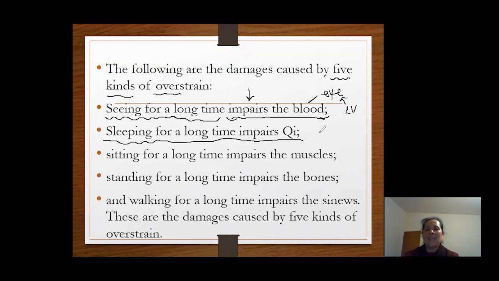Qi functions, qi needs moving. If qi is not moving, qi loses function and the qi will be less, or maybe qi stagnation. So basically, they're talking about damaging qi here. They're talking about damaging the qi functions and causing disorder of the qi, maybe qi deficiency, maybe qi stagnation.